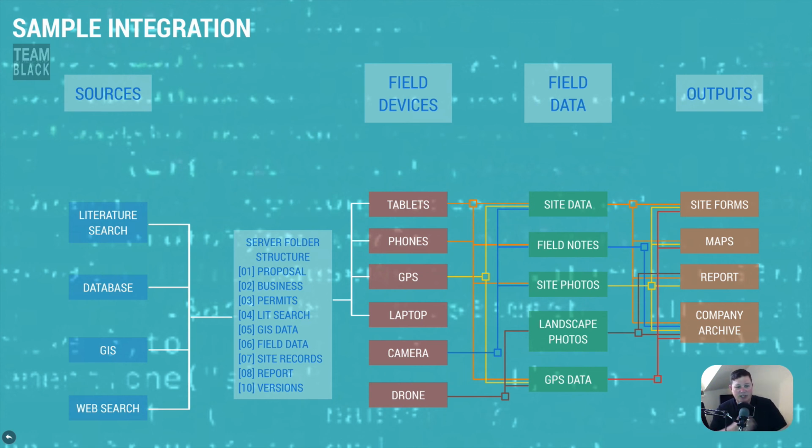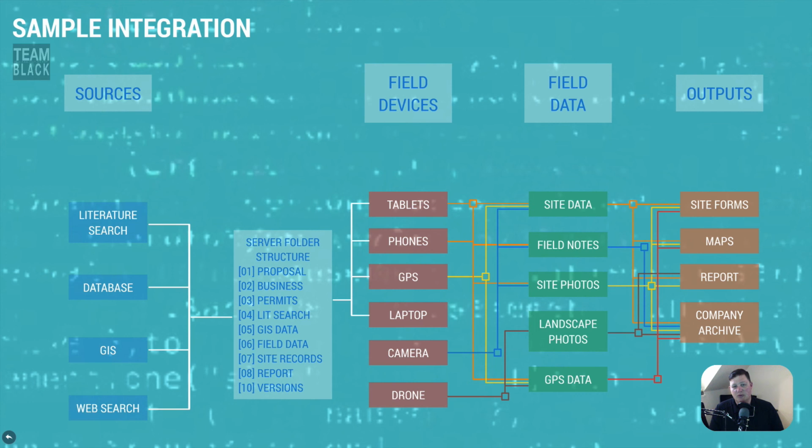So once you have your structure set up, you need to go collect your data, and you use tablets, phones, GPS, laptop, camera, drone. Now, if you look at these lines here, all of your source information goes into your lit search folder, and then your server structure folder is basically coming out, and you're collecting data using that folder structure with tablets, phones, GPS, and laptop. Okay, some of this is going into those devices, and that's why it's there.